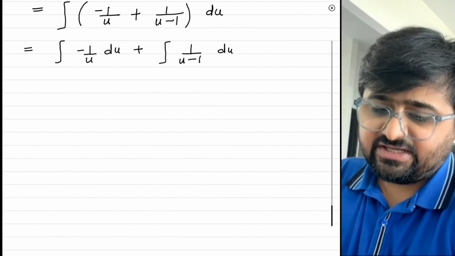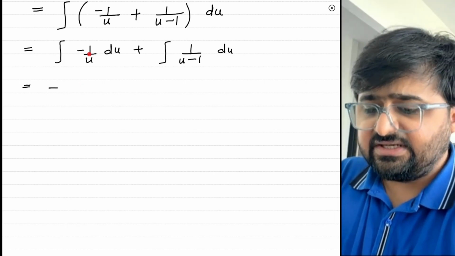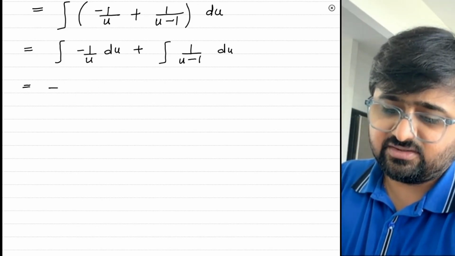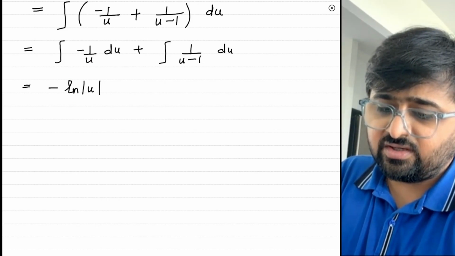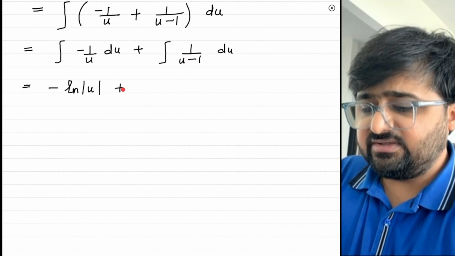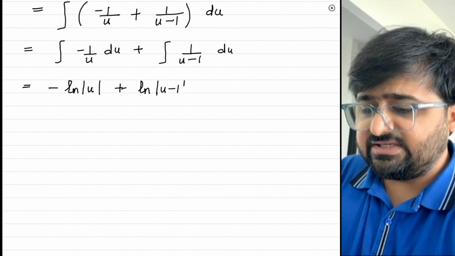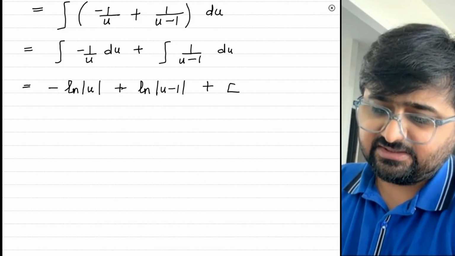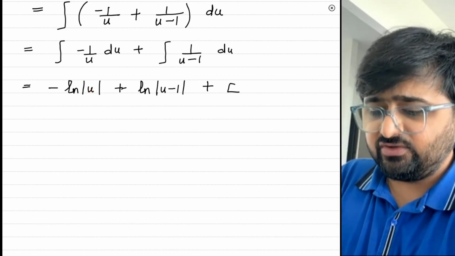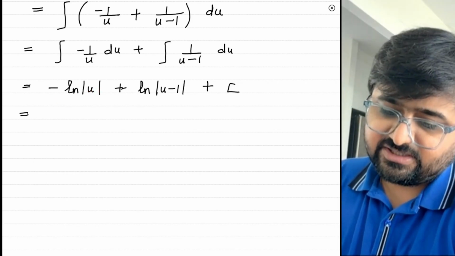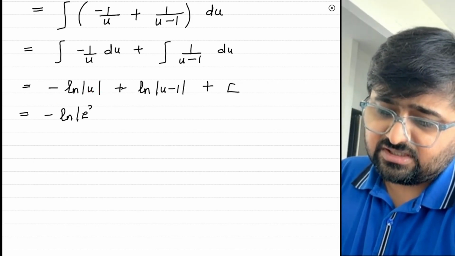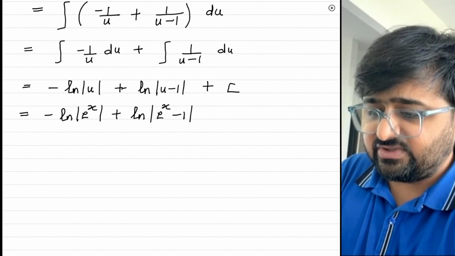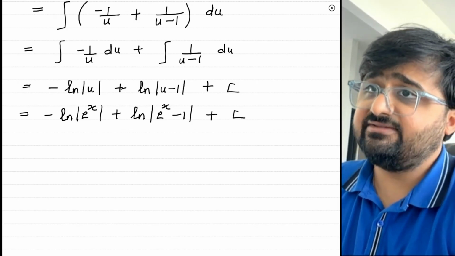So the minus constant can be taken out of the integral. So we have minus. Now the integral of 1 over u is nothing but ln u. I should say ln mod u to be specific. Plus the integral of 1 over u minus 1 is nothing but ln of u minus 1, plus let's add the constant of integration c. This is almost your final result. We can resubstitute the value of u. We know u was nothing but e raised to x. So this will become minus ln of e raised to x plus ln of e raised to x minus 1, plus the constant of integration c, which is already there.